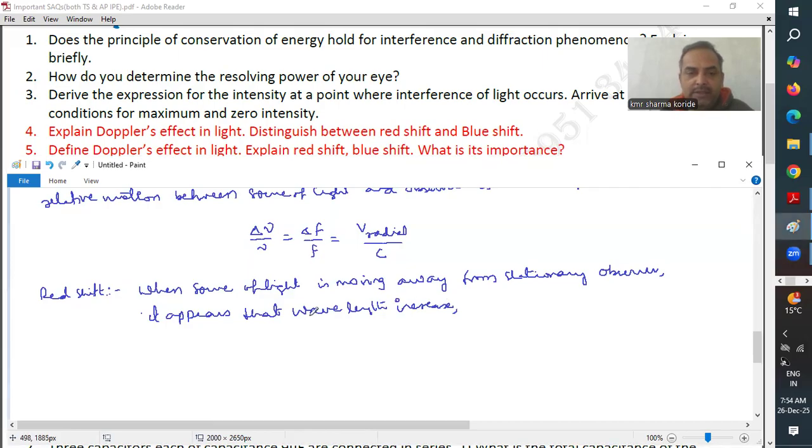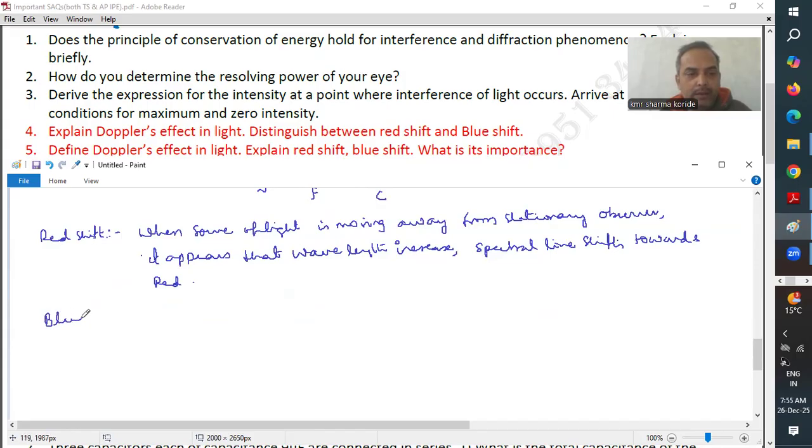When wavelength increases, spectral line shifts towards red. This is called redshift.